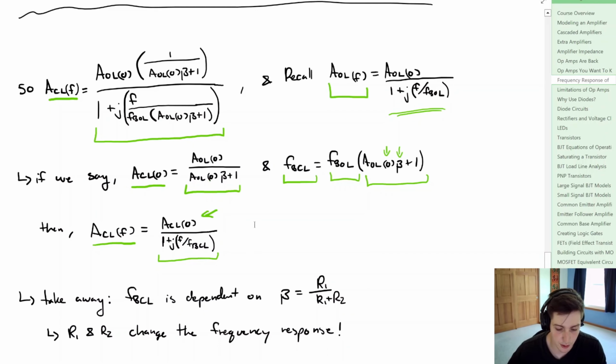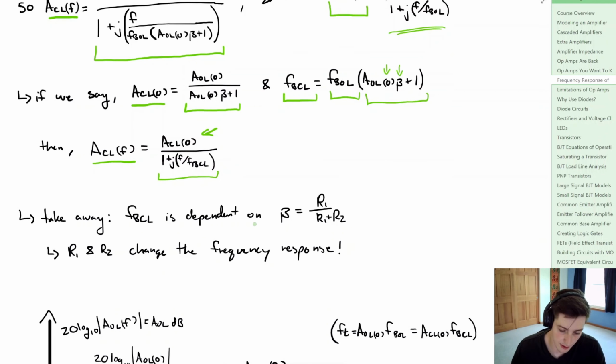But there is one thing to notice with this circuit: the break frequency, especially for the closed loop case, is dependent on beta. And beta was R1 divided by R1 plus R2, and this was circuit dependent. Right, so what does that tell us? Well, if we change the values of the resistors in our circuit, just the resistors, we change how the whole thing acts depending on some frequency.